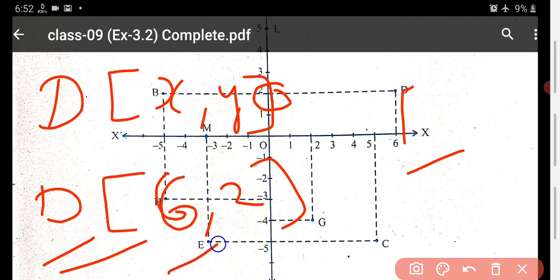If they are asking an extra question like what is the x coordinate of D, then you have to say 6. The x coordinate of the point D is 6. And what is the y coordinate of the point D? Then you have to say 2. And one more question they are asking, what is the abscissa of point D? Abscissa means x-axis, so you have to say 6. And if they are asking what is the ordinate of the point D, ordinate means y-axis, so ordinate also means 2.